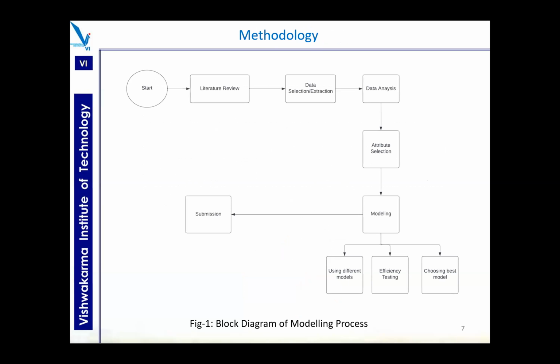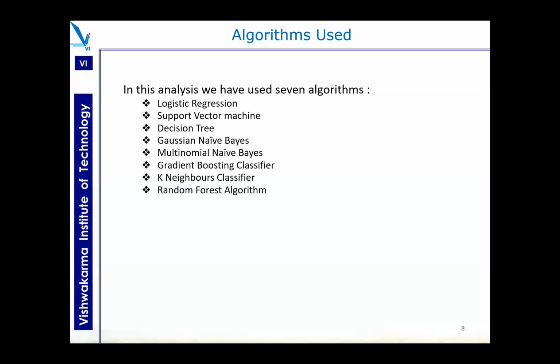Moving on, this is our training process. This is how we actually trained our entire data set. Starting off, we had studied different papers and also their data sets to see what we can borrow. And then we moved on to data extraction and data analysis, along with attribute selection. We finally decided on those 13 attributes for our model. And moving on, we used different models, calculated their efficiency, and the best model will be a submission for this paper. These are the algorithms that we had used in this paper.